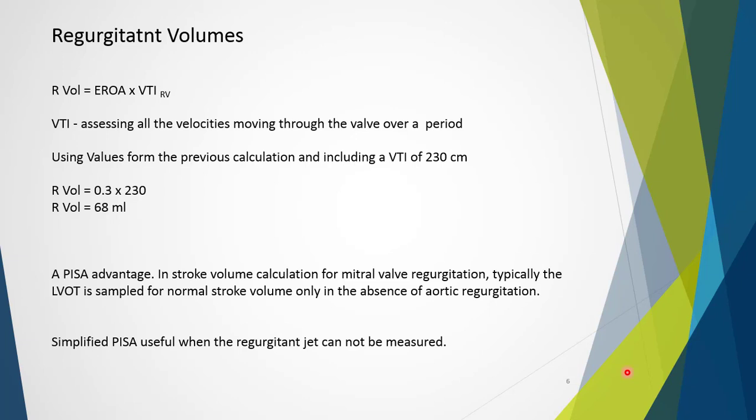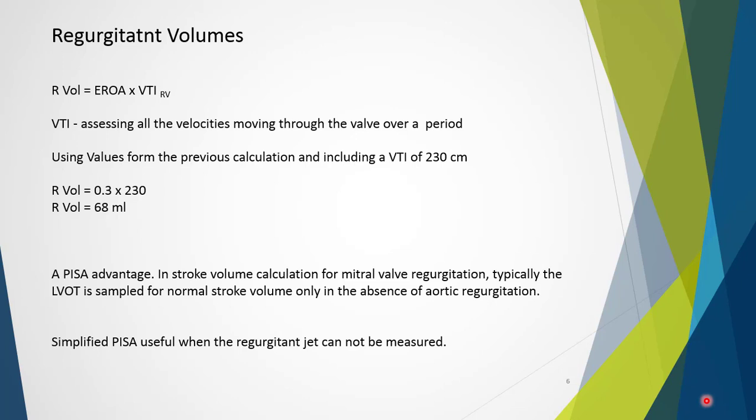Regurgitant volumes can be calculated in the same manner as we've described previously. Regurgitant volume is equal to the effective regurgitant orifice area times the velocity time integral of the regurgitant valve. Note here we've moved back to VTI. We're assessing all the velocities moving through the valve over a period of time rather than at an instantaneous point. Using the values from the previous calculation, if we have a VTI of 230 centimeters, simply pop it in. Regurgitant volume is equal to 0.3 times 230, and we get a regurgitant volume of 68 mL.